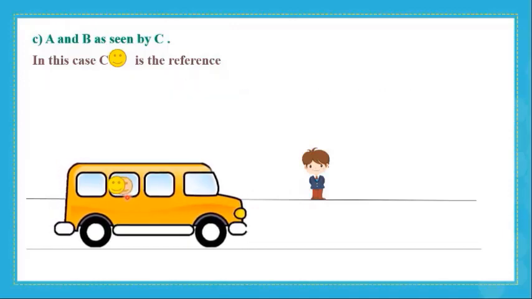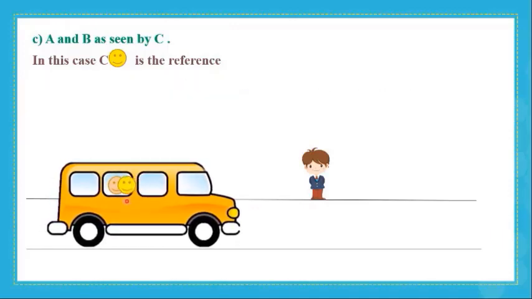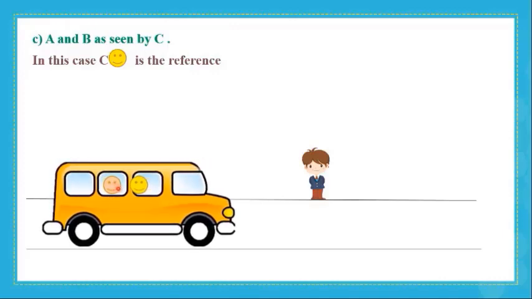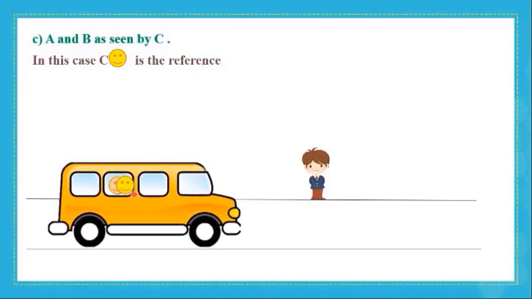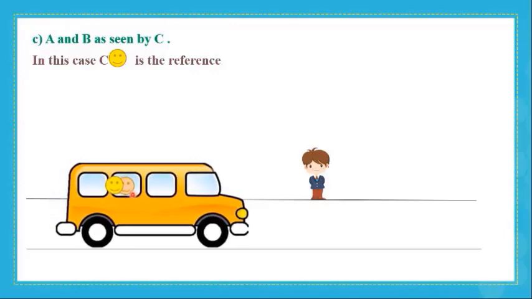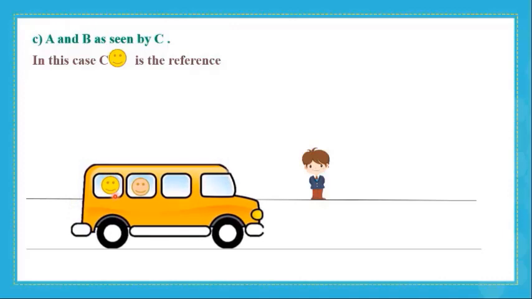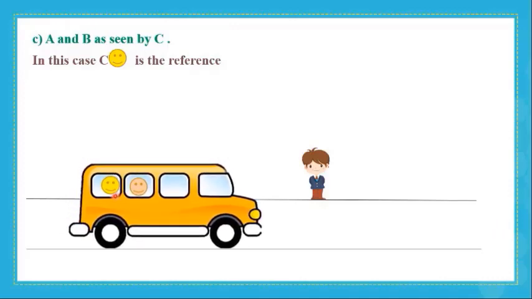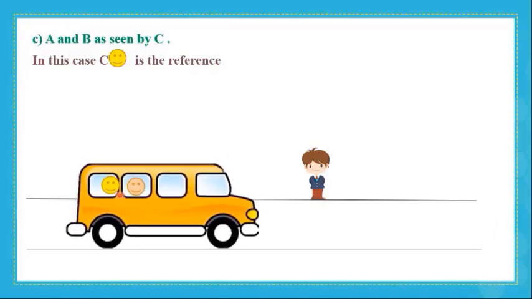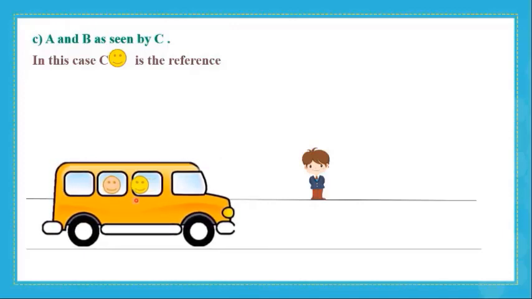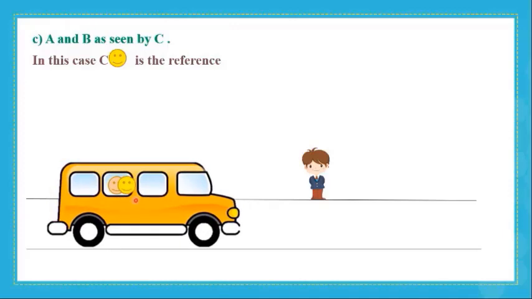B is sitting in the bus. He was behind C. Now C is moving. B is in front of C. His position is changing relative to C. This means that B is in motion relative to C.